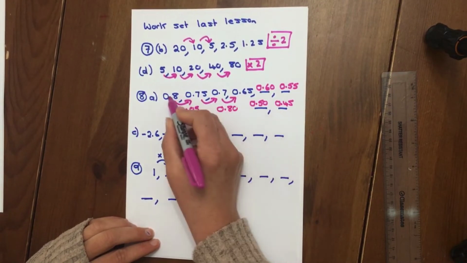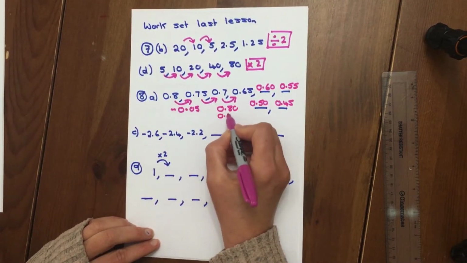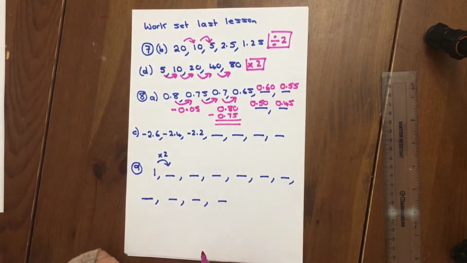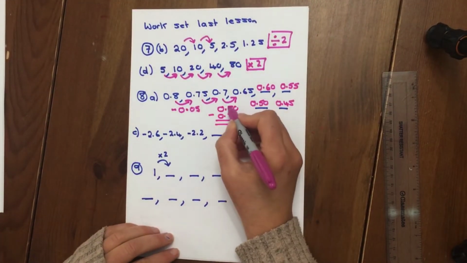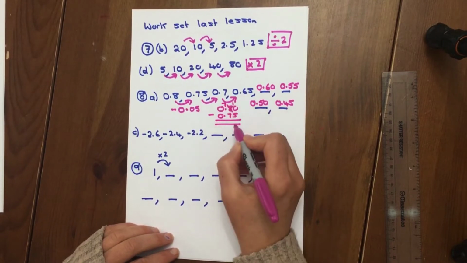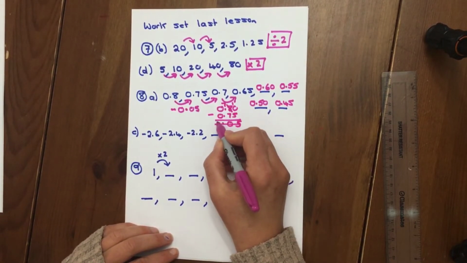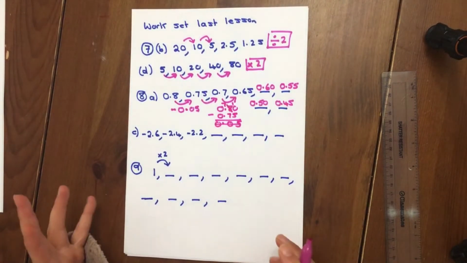If you weren't quite sure on how to do those subtractions, for example, let's look at the first one, doing 0.8 to 0.75, you have to do your takeaway like that. 0 from 5 you can't do, borrow from the 8, 10 take away 5, 7 take away 7, there. So I can see why I'm going down 0.05.